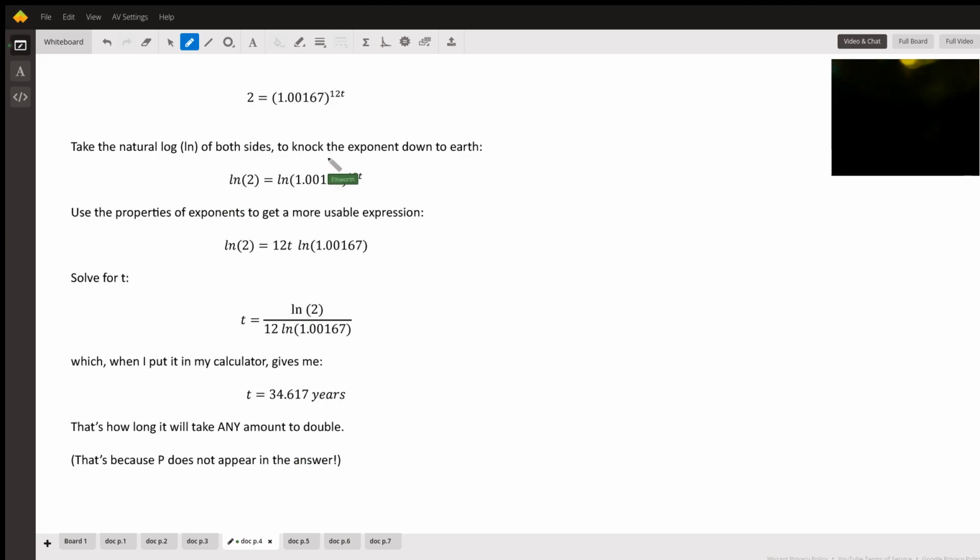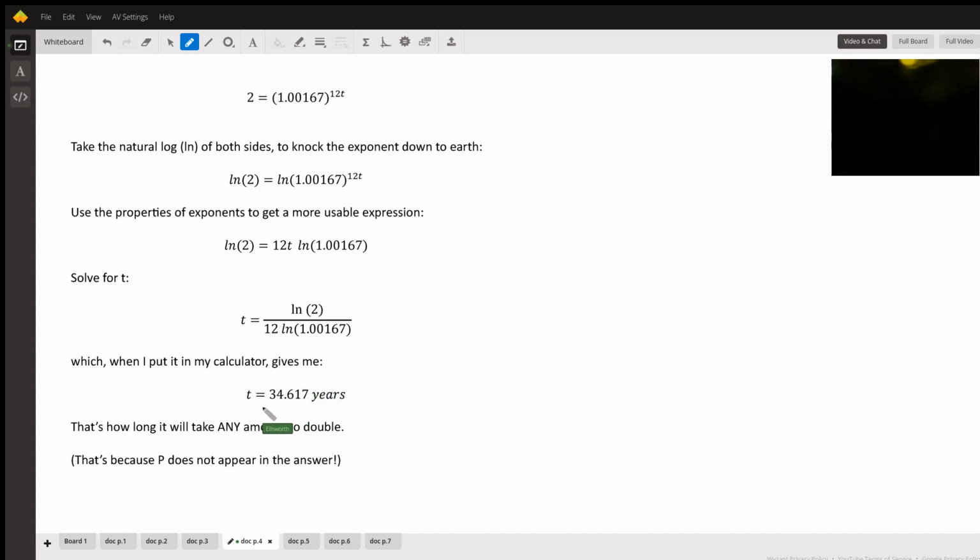Now here's the fun part. Take the natural log of both sides. You have to get the variable out of the exponent, down to earth. So once you do that, use the properties of exponents. You get that expression. Now the last thing you need to do is divide everything out. That's not a t. And when you do, you're left with this. That's your exact answer. Now put it in a calculator.